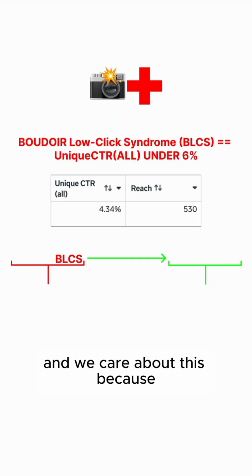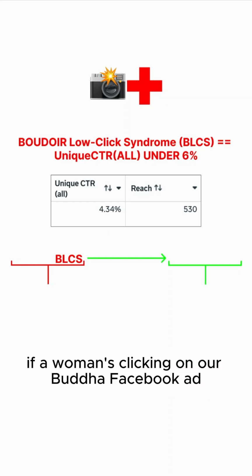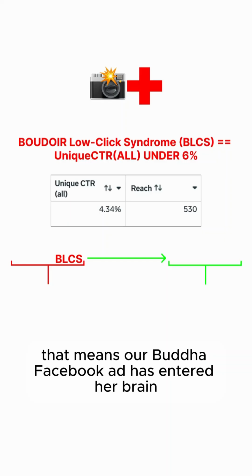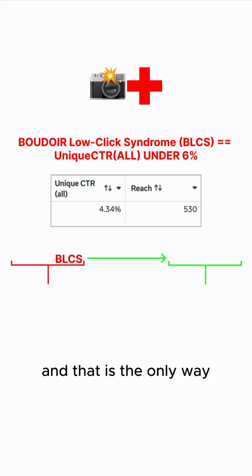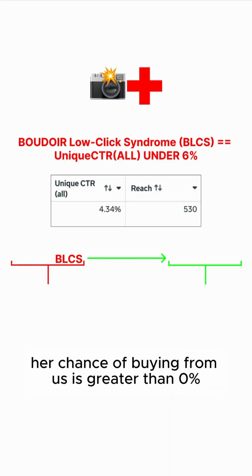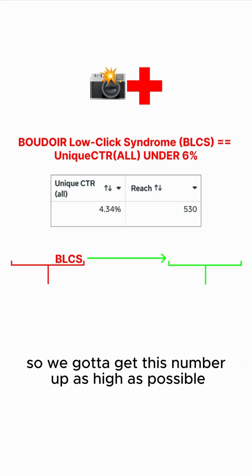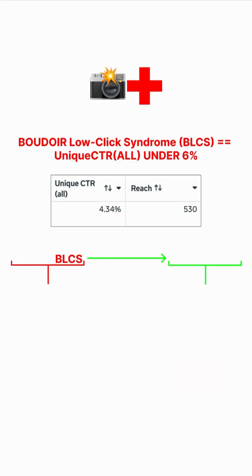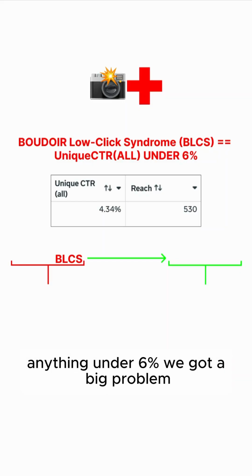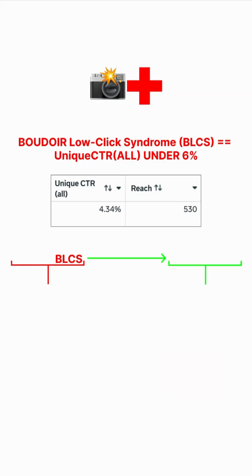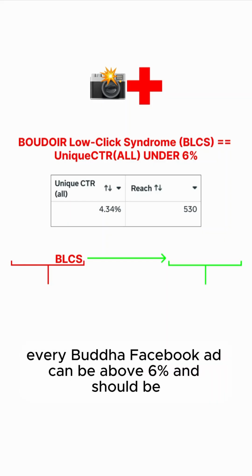And we care about this because if a woman's clicking on our boudoir Facebook ad, that means our boudoir Facebook ad has entered her brain. And that is the only way our chance of buying from us is greater than 0%. So we got to get this number up as high as possible, but 6% is the minimum. Anything under 6%, we got a big problem. Every boudoir Facebook ad can be above 6% and should be.